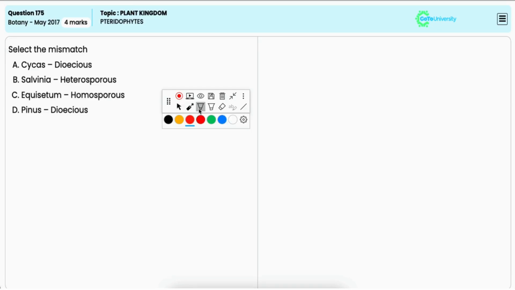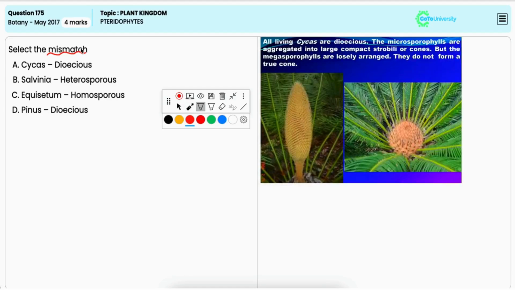In this question, you have to identify the mismatch pair. Option A, Cycas is to dioecious. Now, this is true because Cycas is dioecious. That is, male and female reproductive structures are present on separate plants. Hence, it is incorrect option.